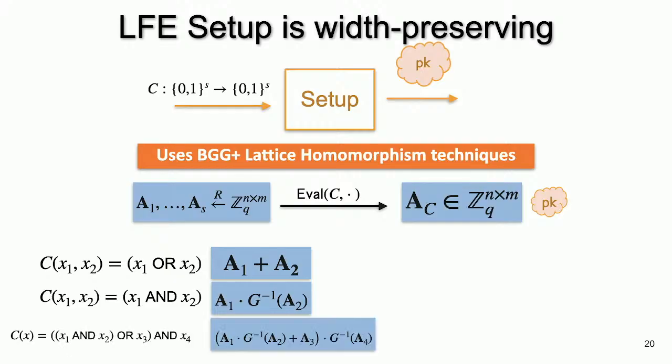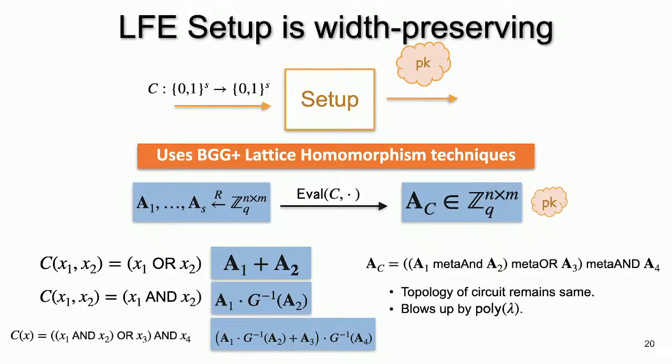And you can generalize this. But the high level idea is that instead of working on circuits, now you're working on these meta circuits, where instead of working on something which was bits, now you're working on some poly lambda size things, but you've not changed the topology of the circuit. So if the original circuit did not blow up, or the original Turing machine was space efficient, then this new procedure is also space efficient. So we blow up by a poly lambda, but everything else goes through.